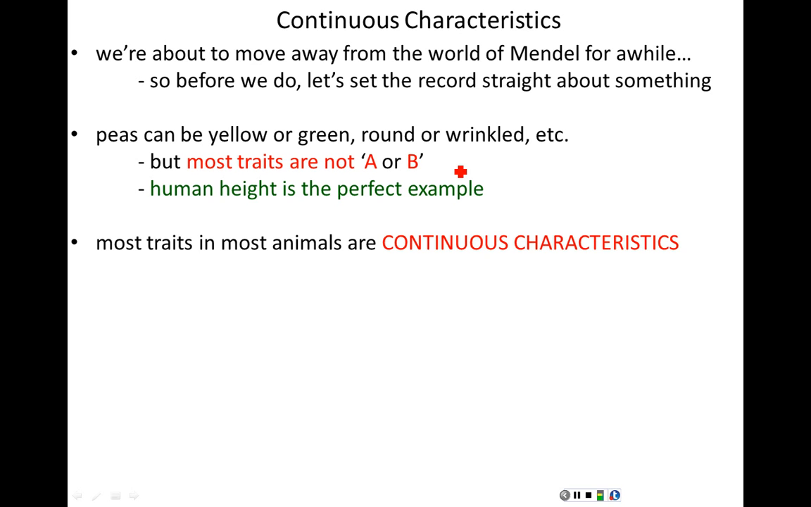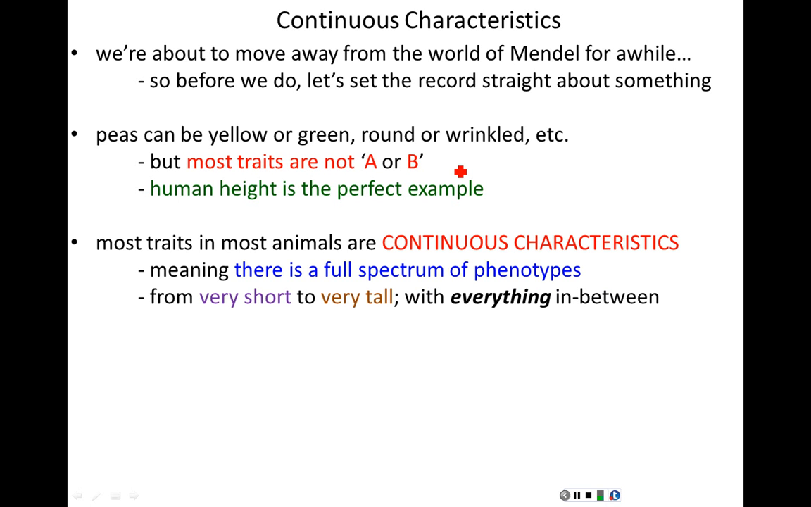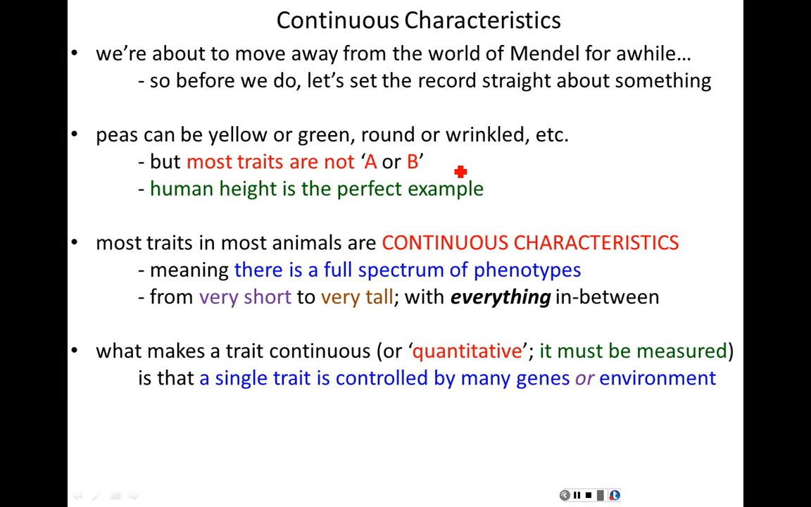Humans are 6'4", 6'3.5", 6'3", 6'2.5", 6'2", 6'1.5", and even finer increments between those boundaries if we choose to measure to that precision. These are called continuous characteristics, and most traits in most animals are continuous characteristics. This is when there is a full spectrum of phenotypes, from the shortest human being ever measured to the tallest human being ever measured, and every single height in between. What makes a trait continuous, we also use the term quantitative traits for this.